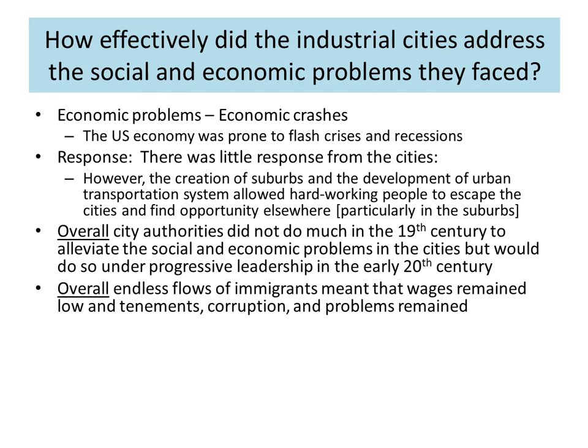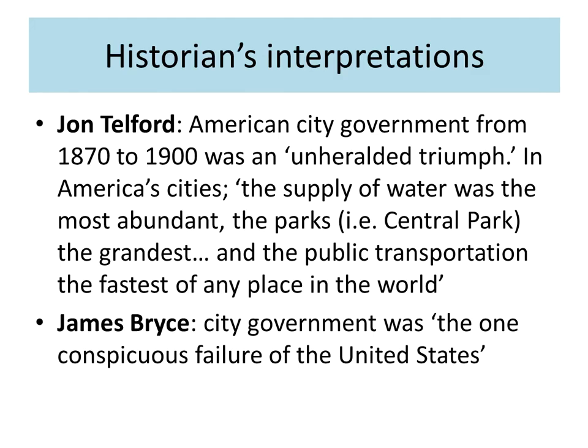So for all of the good, effectively, not much is done, because for everyone you help, two new people move in. So what do historians say? John Telford will say that American city government from 1870 to 1900 was an unheralded triumph. In America's cities, the supply of water was the most abundant, the parks, i.e. Central Park in New York, were created, and the public transportation was the fastest of any place in the world. However, to contradict that, James Bryce will say city government was one of the most conspicuous failures of the entire United States of America.